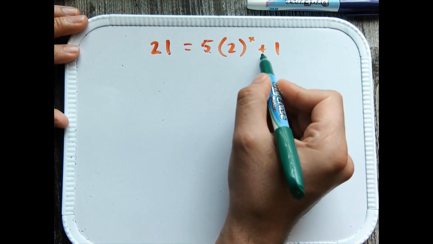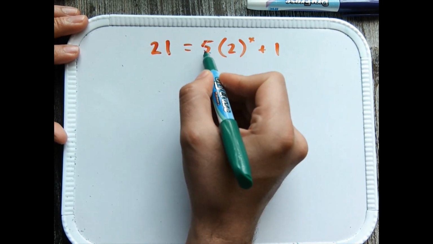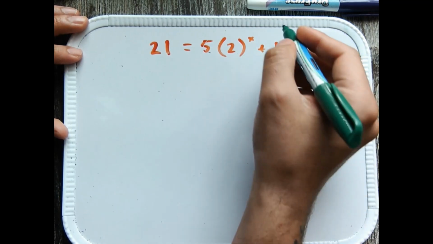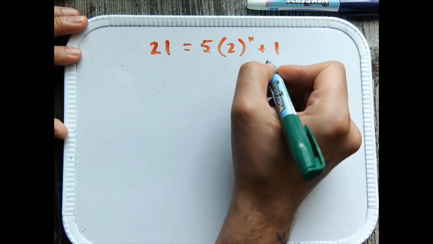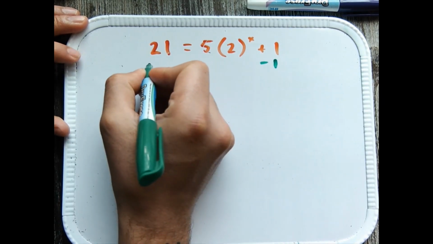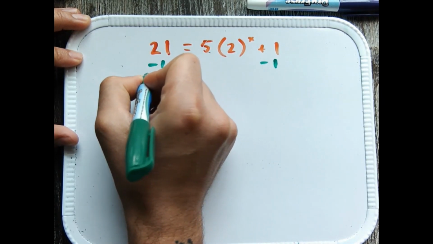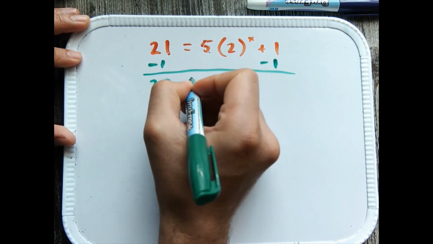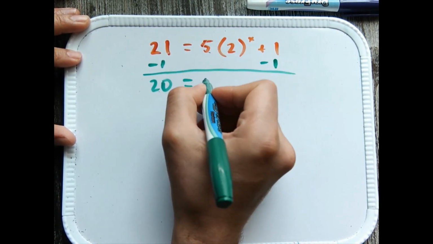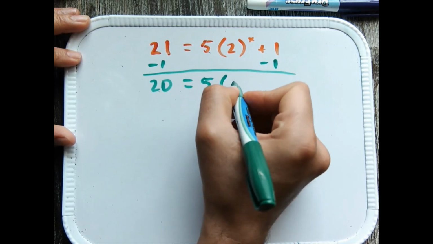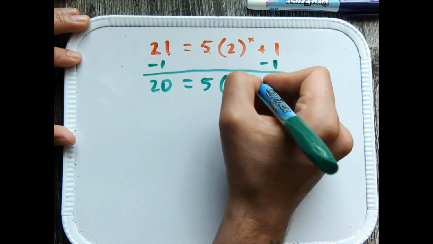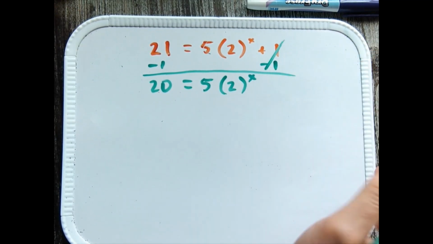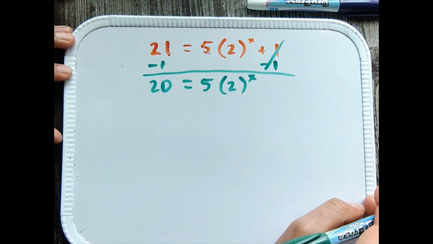So I have to get rid of the positive 1, then the positive 5, then the base 2, in that order. So to get rid of the positive 1, I have to do minus 1 on both sides. So I have 21 minus 1 is 20 is equal to 5 times base 2 raised to the power of x. Positive 1 and negative 1, they cancel, so that is equal to 0. I don't have to rewrite it.